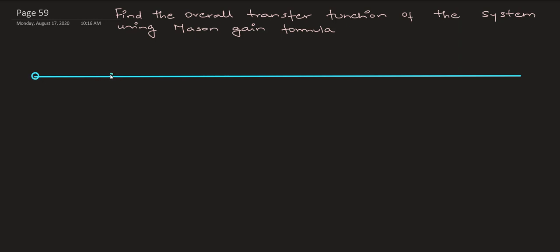Good. So in this given question, you have to find all those terms like delta, Pk, and delta k. We are going to do that and substitute in your Mason gain equation, and that is going to give you the transfer function of this system. So we are numbering the nodes 1 to 8. There are 8 nodes in the system.